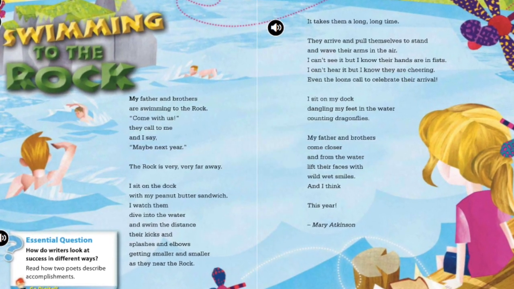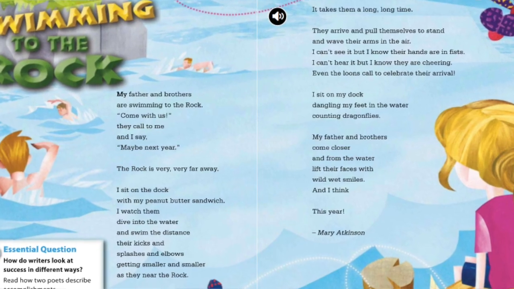To find the theme, it helps to focus on the main character, because usually the main character in your story is learning some sort of lesson. And the lesson that the main character is learning is usually the theme. The gist, the message. So let's take a look at an example. Here's a poem called Swimming to the Rock from your Wonders Literature Anthology.